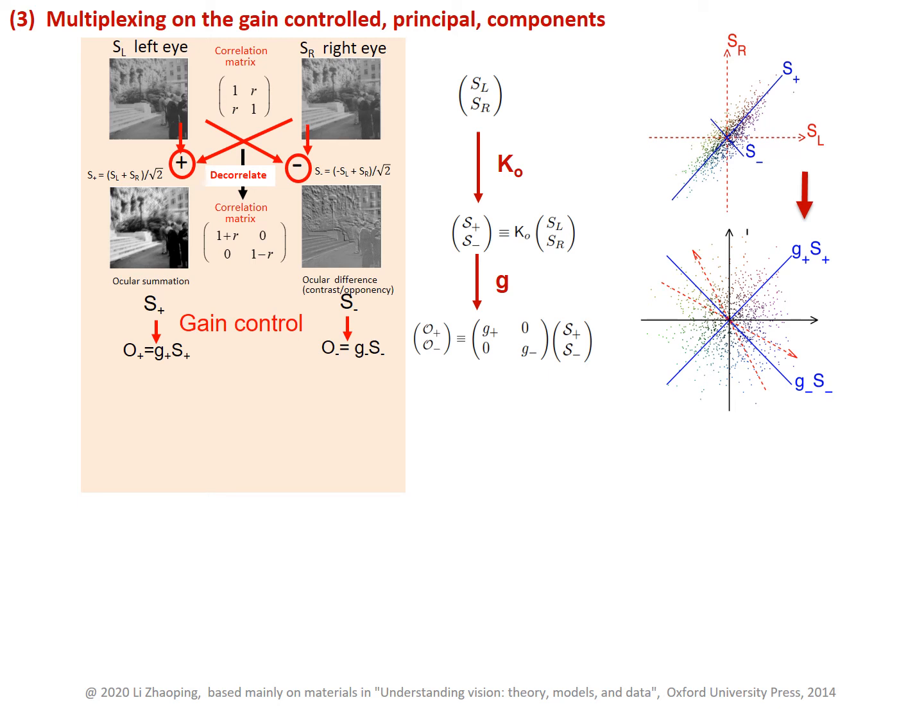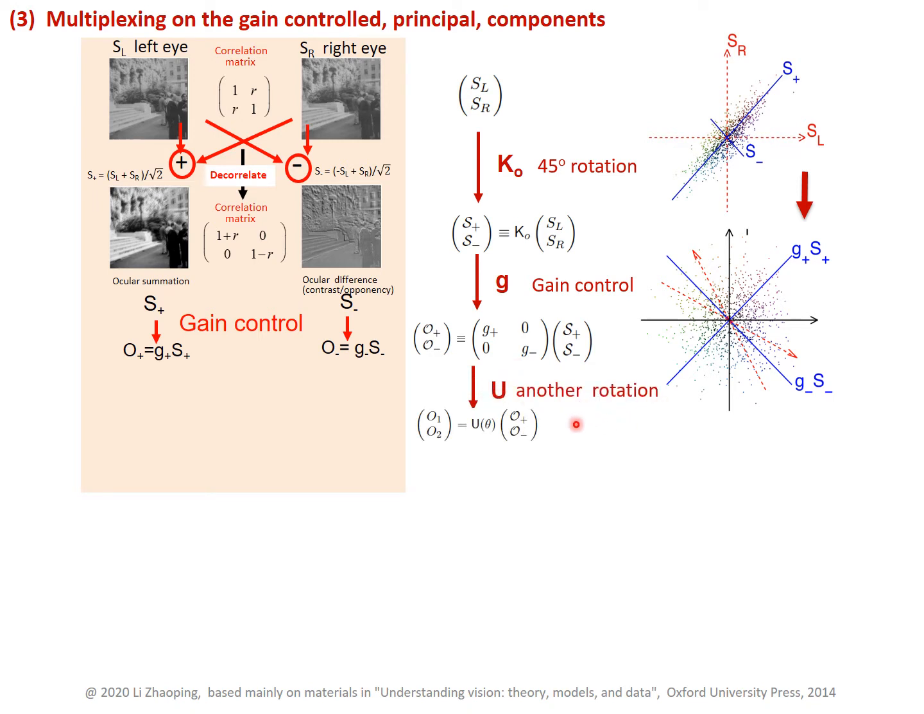Now let's look at the third step in efficient binocular signal coding. This step is multiplexing. It is after the decorrelation step K0, transforming left and right eye input to ocular summation and ocular difference. And the next step, gain control, transforming summation and difference into O plus and O minus, the gain controlled version. Then the third step is U.